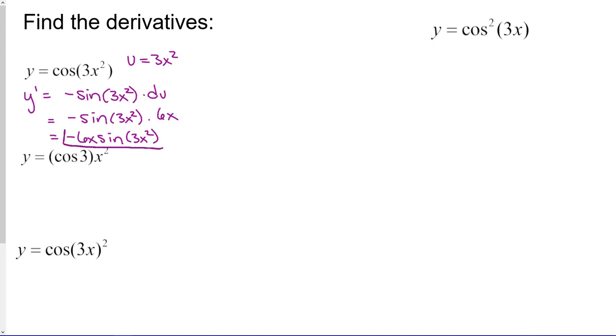Now parentheses do matter. They do matter, because in this case, for our second one, cosine of 3 is going to be a constant. You can plug that in, it's never going to change, it's always going to be cosine of 3, whatever that is. We're just going to take the derivative of this. So we're going to end up with cosine of 3 times the derivative of x squared, which is 2x. We're going to end up getting that y prime is 2x cosine of 3.